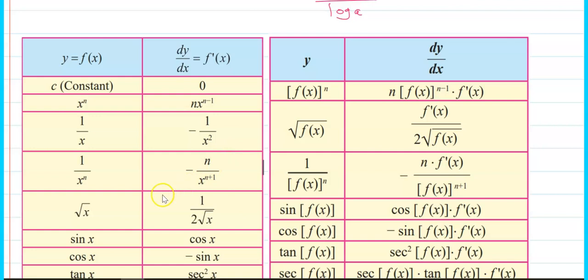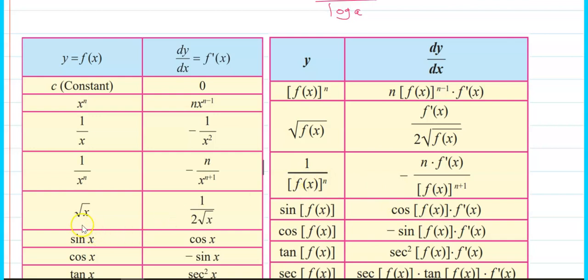Next, the parallel function here is 1 upon x raised to n. Its derivative is minus n upon x raised to n plus 1. Similarly, for 1 upon f of x raised to n, its derivative is minus n into f dash of x upon f of x raised to n plus 1. So you can compare the two.